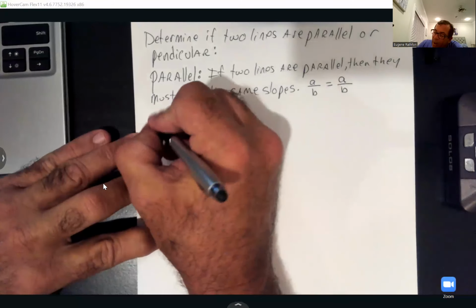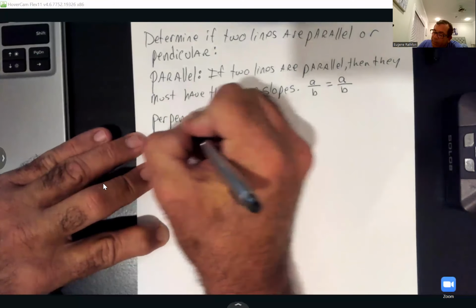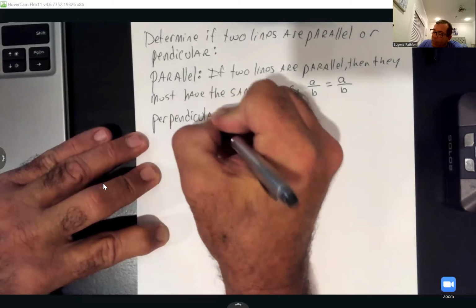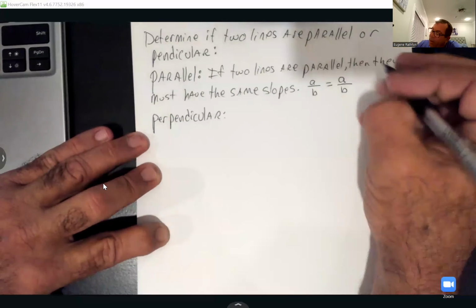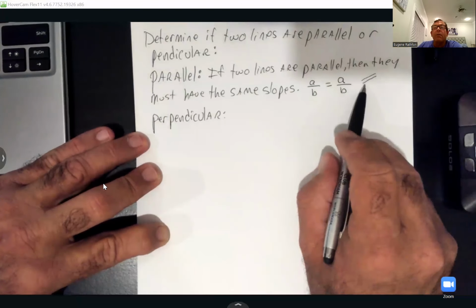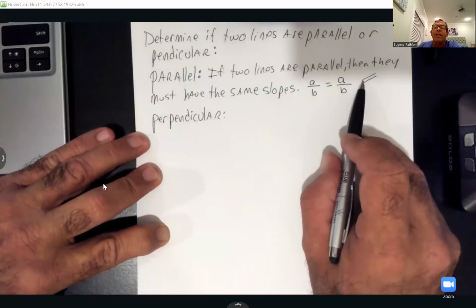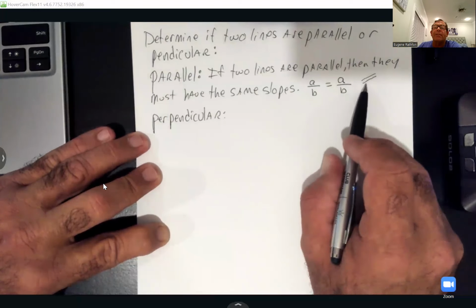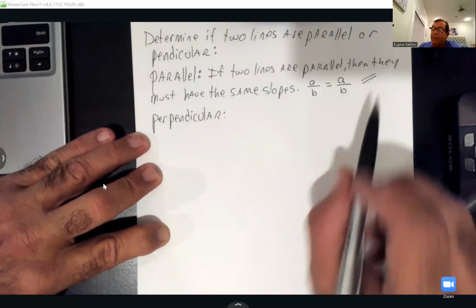Okay, so perpendicular. Now we'll say this, parallel is when 2 lines both look the same. So that's why they got to have the same slope, because this one's got to go up at the same rate the second line does, okay?